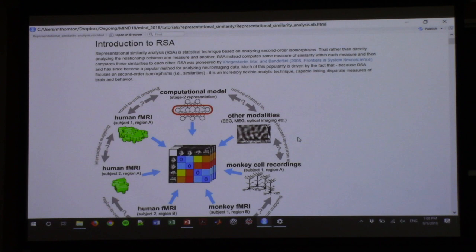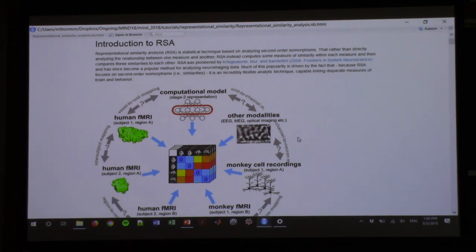analysis is an approach that compares what are called, in fancy lingo, second-order isomorphisms, or more simply, similarities between different measures. So rather than building a model which directly relates one measure to another, we first compute the similarity of different stimuli or objects in a very generic sense in one measure and in the other measure, and then relate those similarities to each other. And this was an approach, although it has some precursors in earlier work, that in neuroscience was formulated by Kriegeskorte and company to basically link together different approaches to measuring brain and behavior.